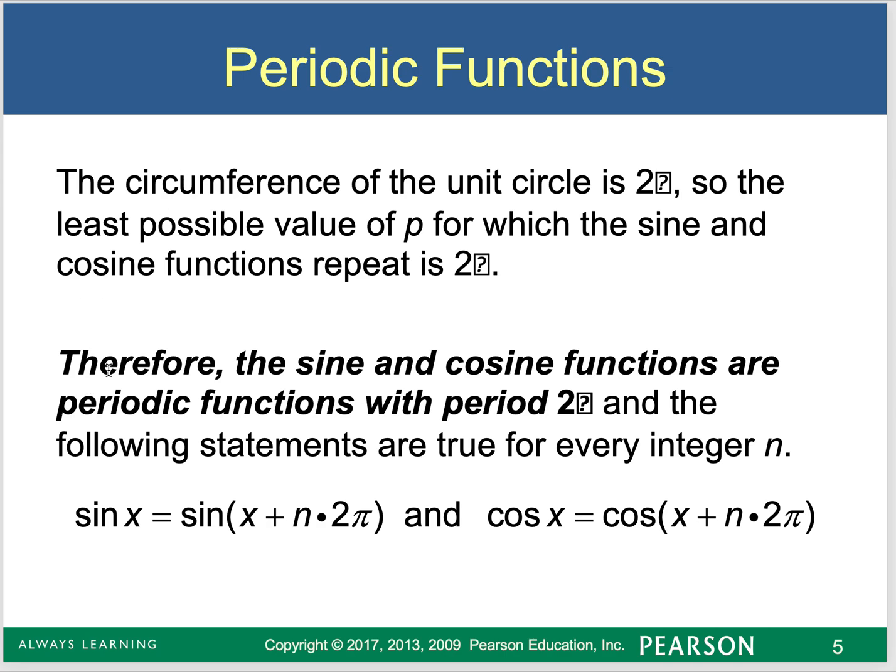So therefore, if sine and cosine functions are periodic functions with a period of 2 pi, the following statements are true. Sine of x is equal to sine of x plus any multiple of 2 pi. That's all that means. It would be x plus any multiple of 2 pi. So 2 pi, 4 pi, 6 pi, any of those values. Those are all going to be periodic functions with a period of 2 pi.